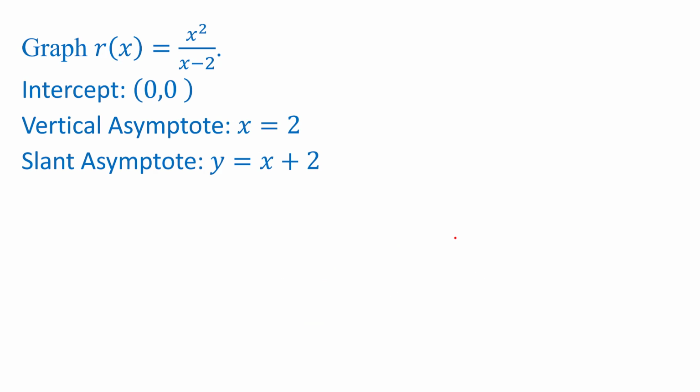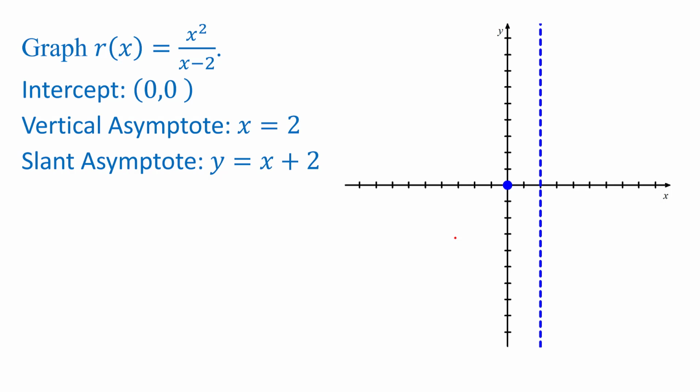Now we'll start graphing. We start by plotting the information we have so far. We have an intercept of (0, 0). We have a vertical asymptote, x equals 2. And let's plot that slant asymptote. Well, to plot the slant asymptote, I'm going to determine some points that would be on my slant asymptote. So we're graphing a line basically at this point.